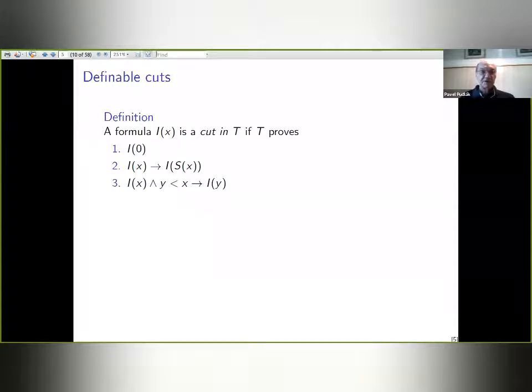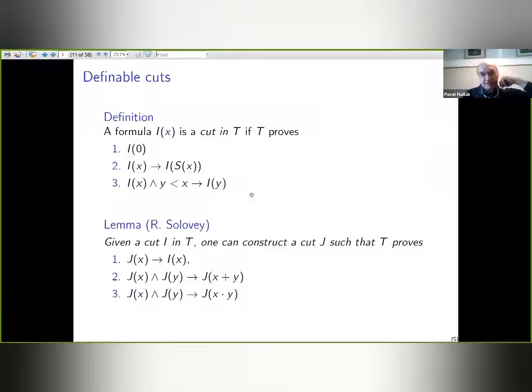The crucial role in these results is played by what I call cuts in a theory. A cut is a formula. Exceptionally here I'm using a Roman capital I to denote a formula, and I stands for initial. So it's an initial segment that is closed under successor, and this says that it is an initial segment. And this condition that it contains zero and is closed under successor is more important than the last one, because we can always close it downwards if necessary and get something similar.